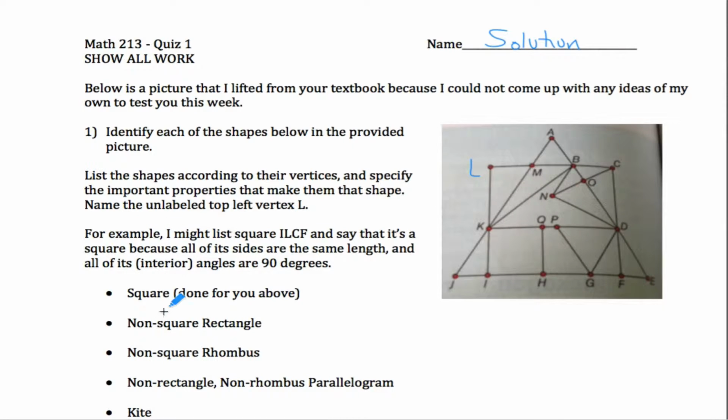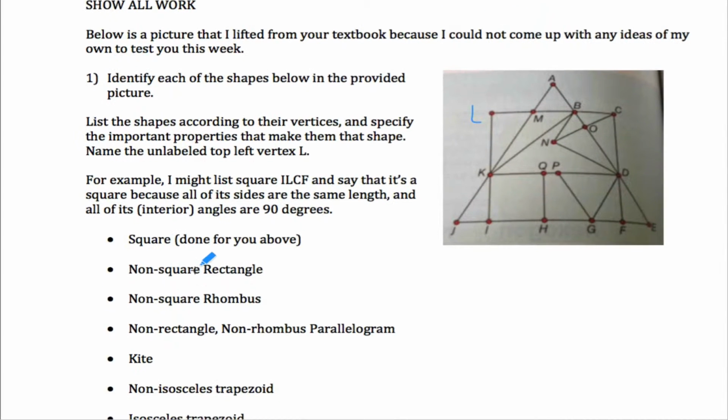Fine. So you're asked to find a square, and not just find a square, but say, oh, there's a square, KQHI, for example, or ILCF. Fine, those are squares. But don't just say it's a square, say it's a square because all of its sides are the same length, and all of its angles are 90 degrees, something to that effect. So square's all done, nothing to do there, but what about rectangle?